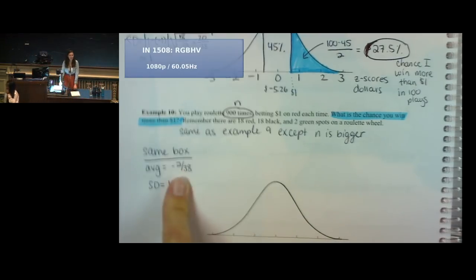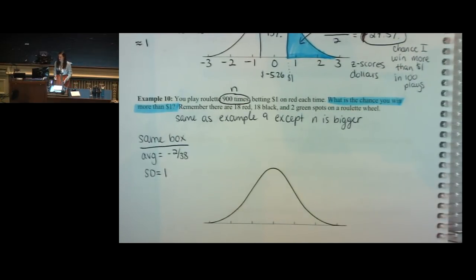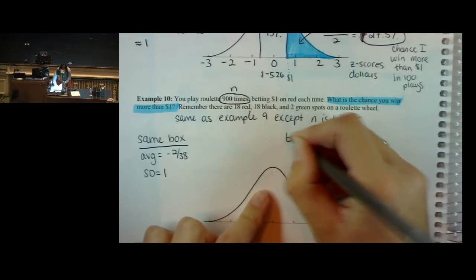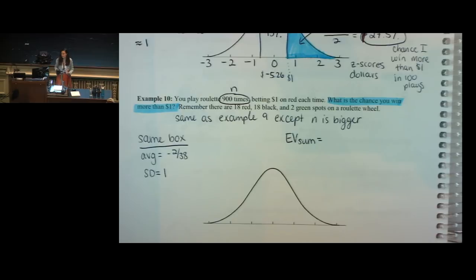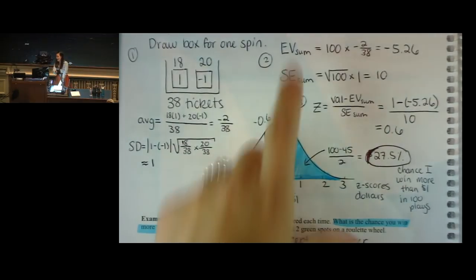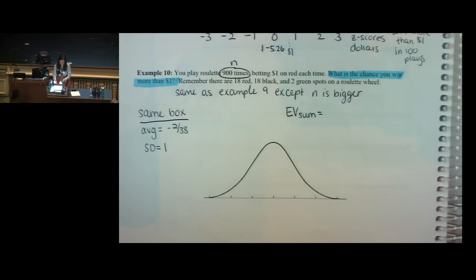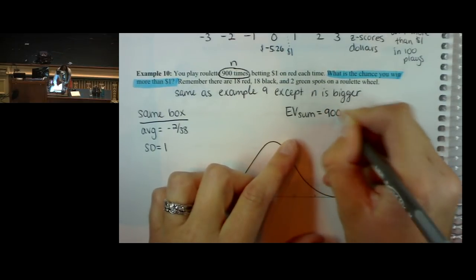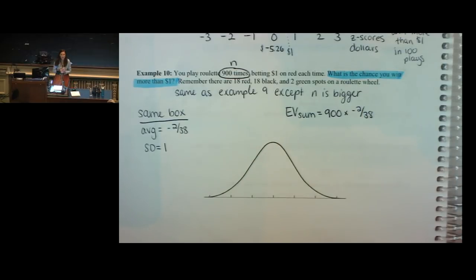Well, let's check. This shouldn't be too bad because I have the same box, right? It's roulette. I have the same box, so I have the same average and the same SD. The expected value is going to change though, right? Because the expected value of the sum was n times the average of the box. Now n is 900, so my new expected value is going to be 900 times the same average, negative 2 over 38.